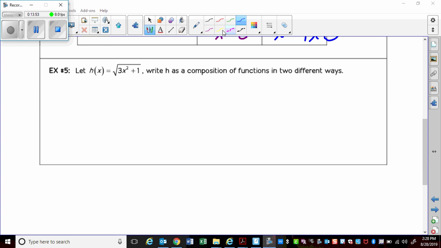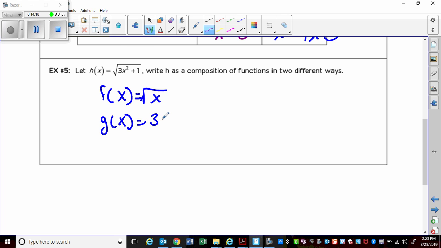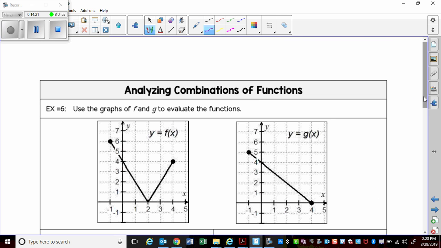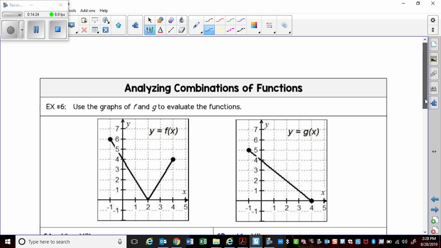This one asks you to write it two different ways. I'm going to try one way, and then I want you guys to try the other. I'm going to say that f of x could be the square root of x. Okay? So the square root of, and there was an x underneath here. But then g of x would have had to have been whatever's underneath. So 3x squared plus 1. Is there another way to have a composition function to look like this? Try it out.